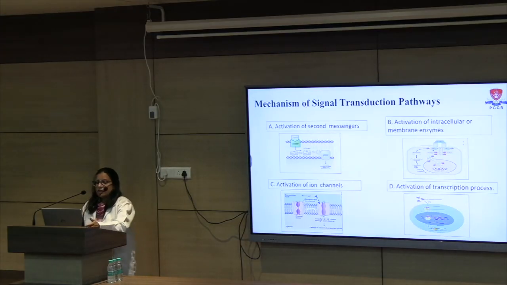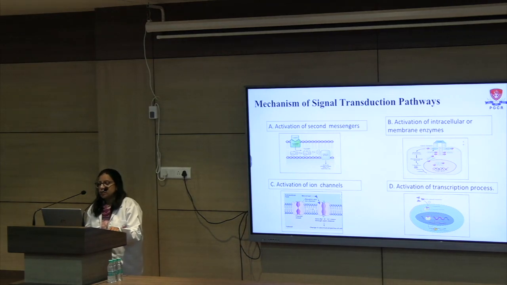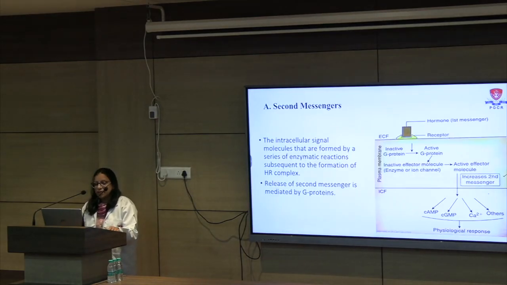So here is the mechanism of signal transduction pathway. There are 4 mechanisms. First is activation through second messenger. Second is through intracellular or membrane enzyme activation. Third is activation of ion channel. Fourth is through activation of transcription process. So first is through second messenger.